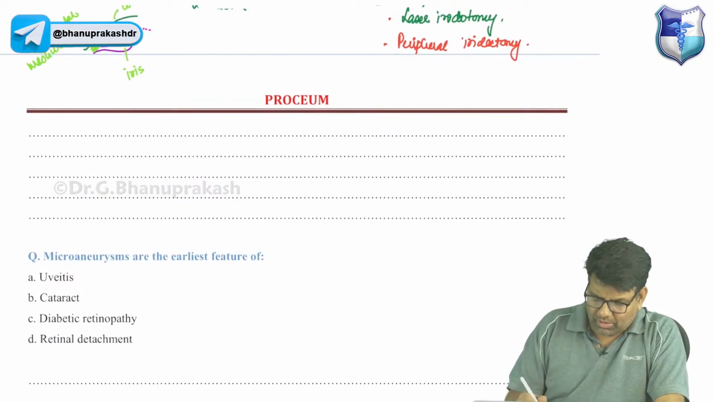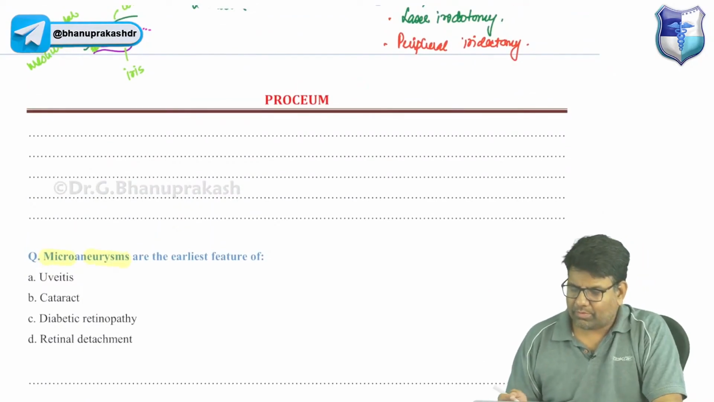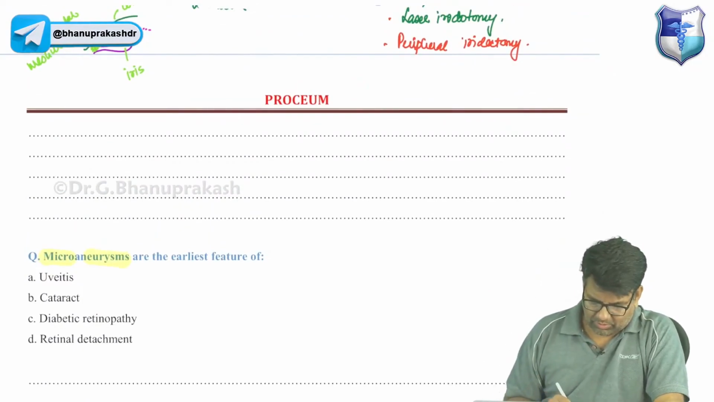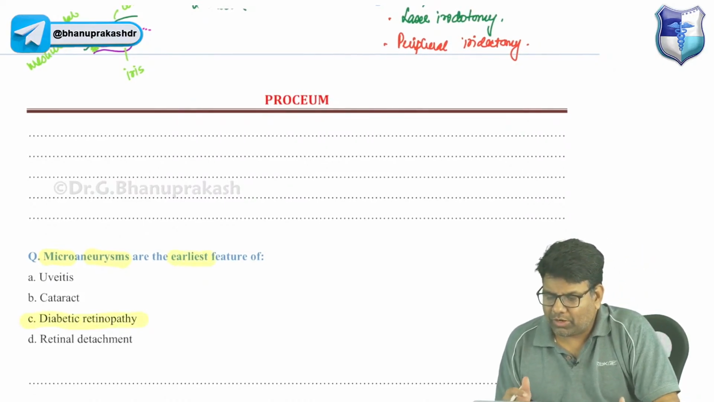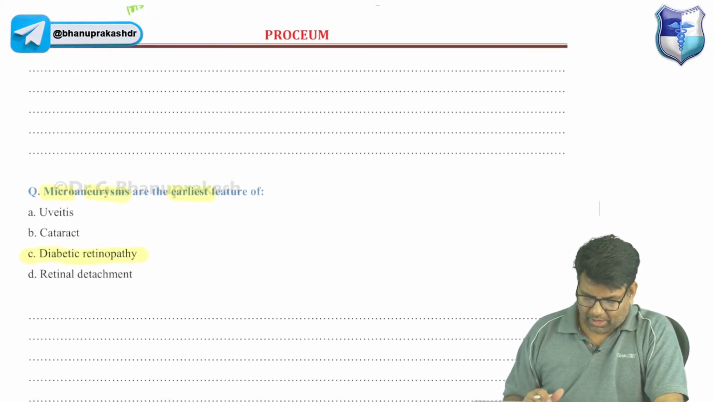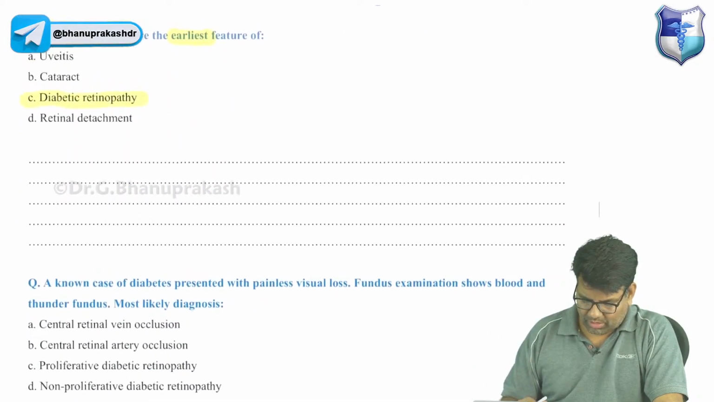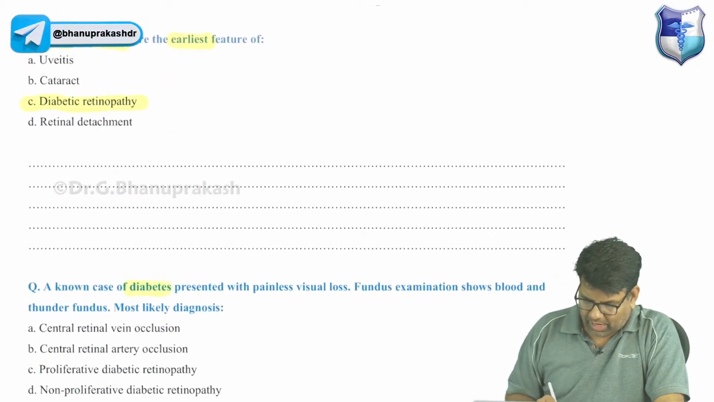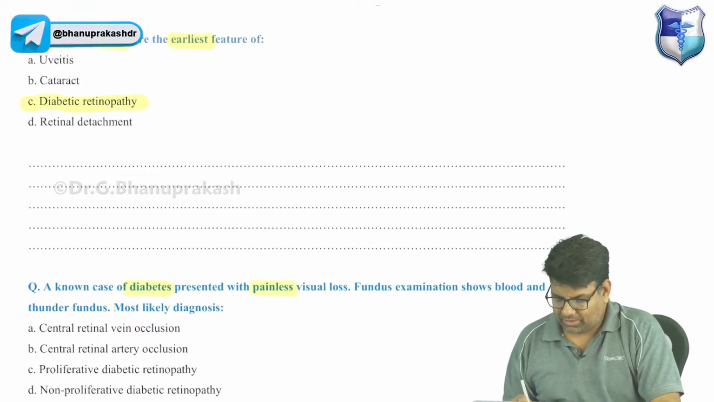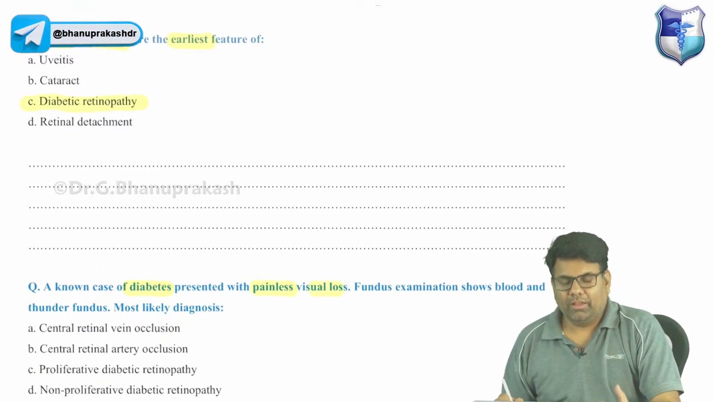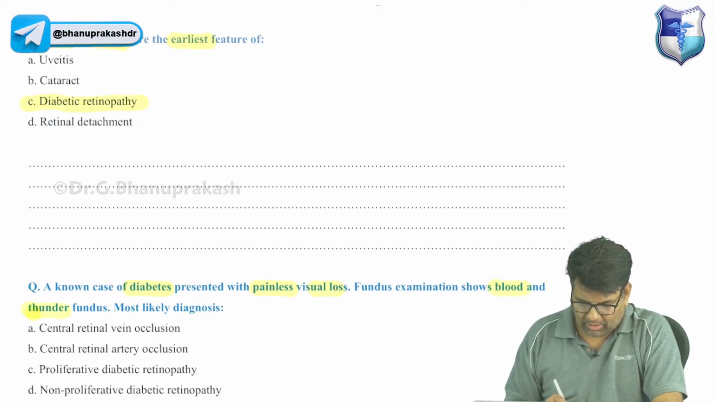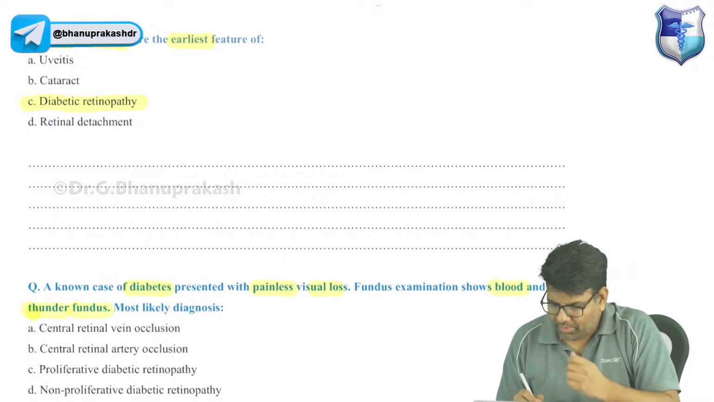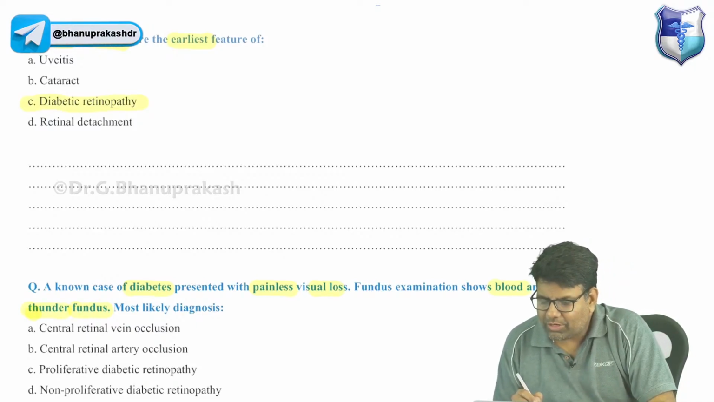Now coming to microaneurysm, where do you find them? Yes, so this is diabetic retinopathy, and it is one of the earliest features of diabetic retinopathy. Clear? Microaneurysm. Now, a known case of diabetes presents with painless visual loss, and when we examined the fundus, we saw blood and thunder fundus. Blood and thunder fundus. Any idea what is this?